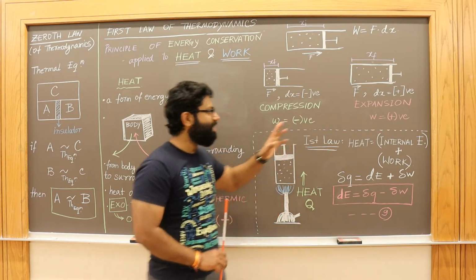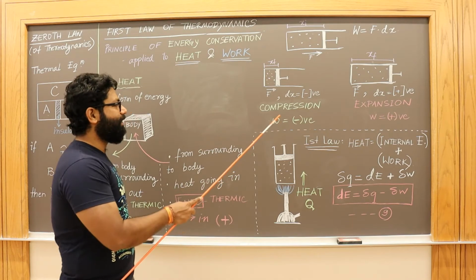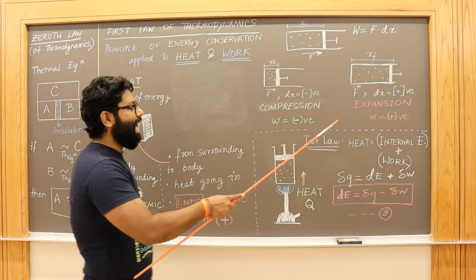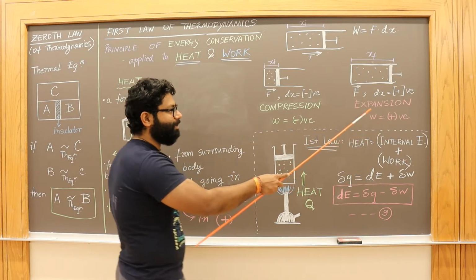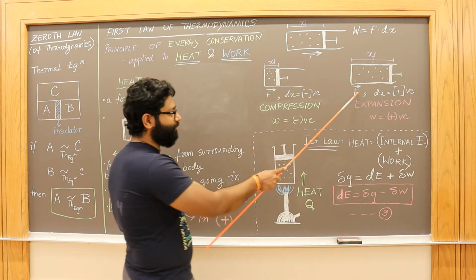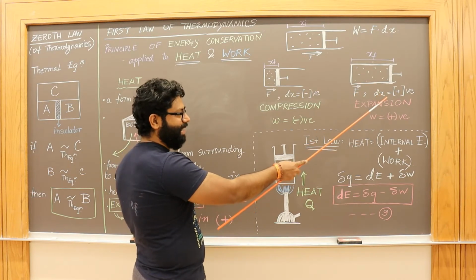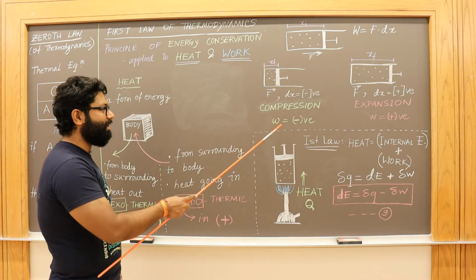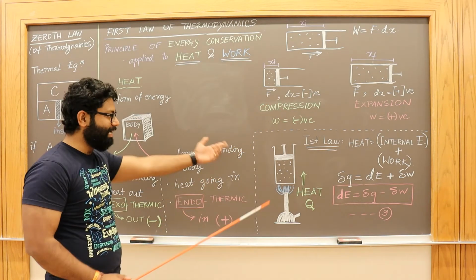Okay? So I hope that you understand that during compression, the sign of work is negative, and the sign of work is positive in expansion. Why? Because force and dx are in the same direction, so that's positive, and the opposite is happening in compression, and that's why we have negative work in compression.